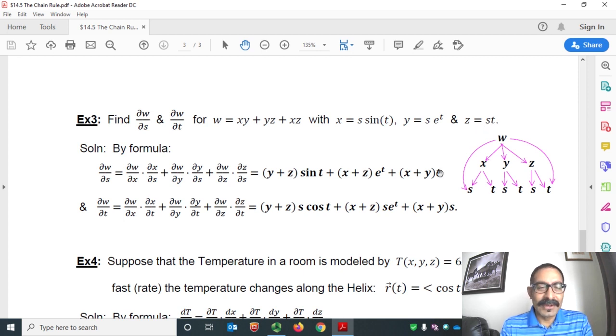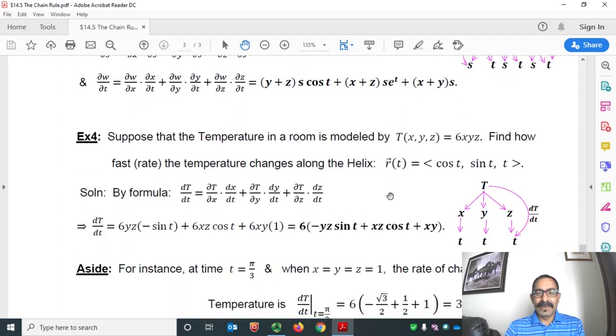Great. Similarly, we will get the partial derivative of w with respect to t. It turns out to be y plus z times s cosine t, plus x plus z times s e^t, plus x plus y times s. Awesome. Great. Now let's move on.